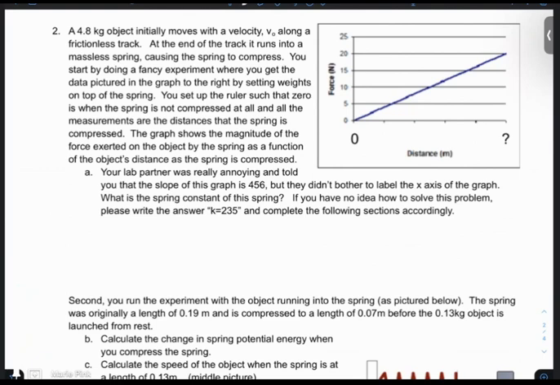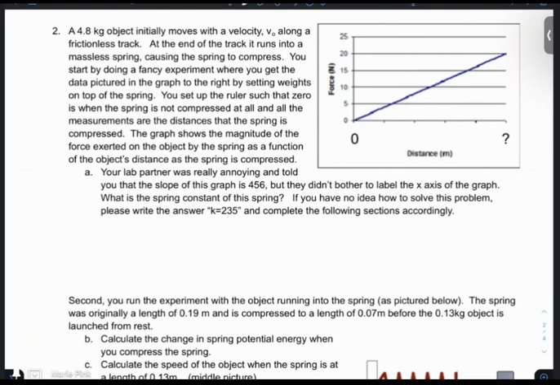All right, so the reason why I put this next part on there is if you have no idea how to solve the problem, to write the answer of 235, that is because you need the spring constant to do parts B and C of this question. And I wanted to make sure that my students were able to solve those sections, even if they had no idea how to do part A.